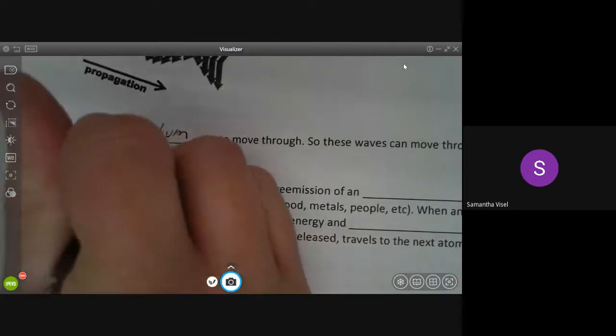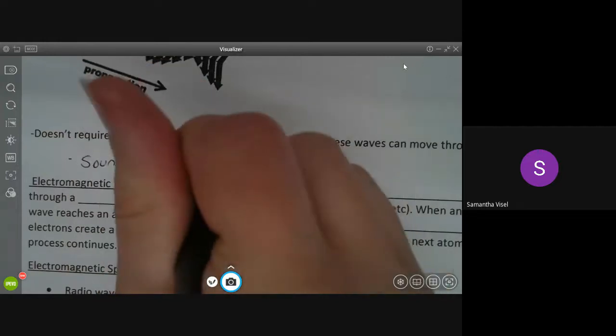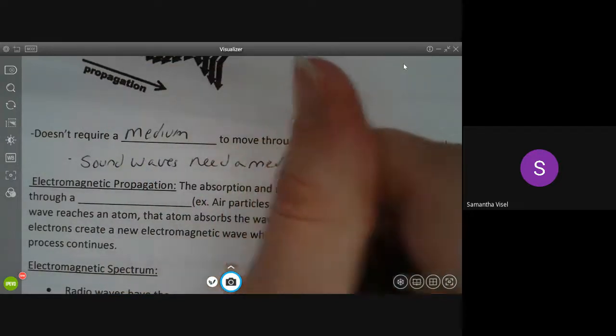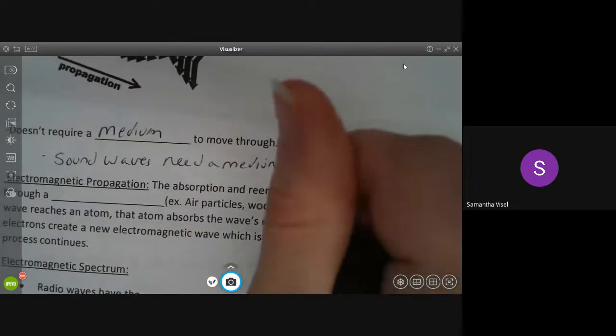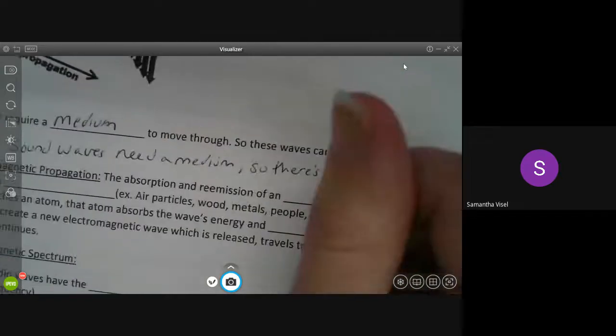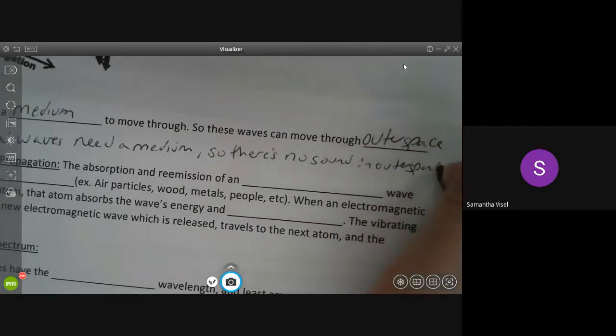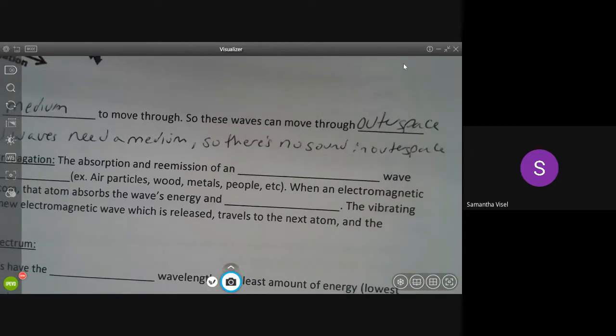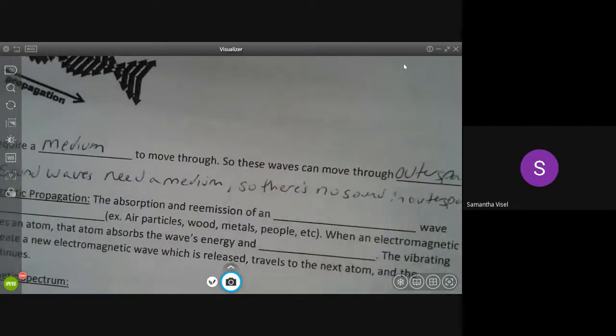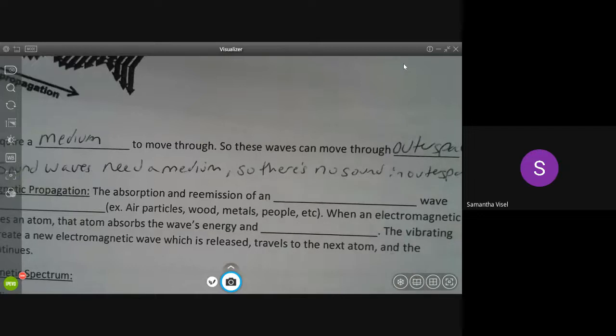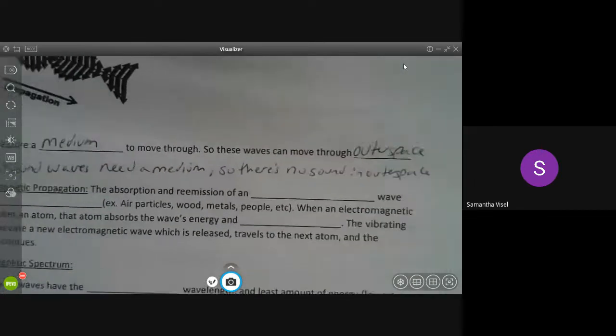Unlike, again, sound, which needs a medium, so there's no sound in outer space. If you've ever seen a really great space sci-fi movie and there's an explosion in space, typically it'll be a very quiet explosion. You don't hear anything crashing or blowing up, because space is a vacuum, a void. There's nothing there for those sound waves to travel through. However, we can get radio waves to travel through outer space. We can get light to travel through outer space. All these different types of electromagnetic waves can go through a vacuum.